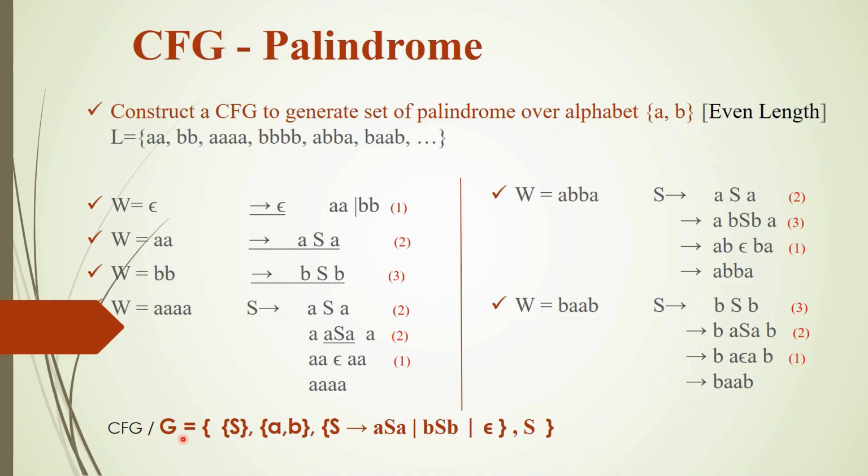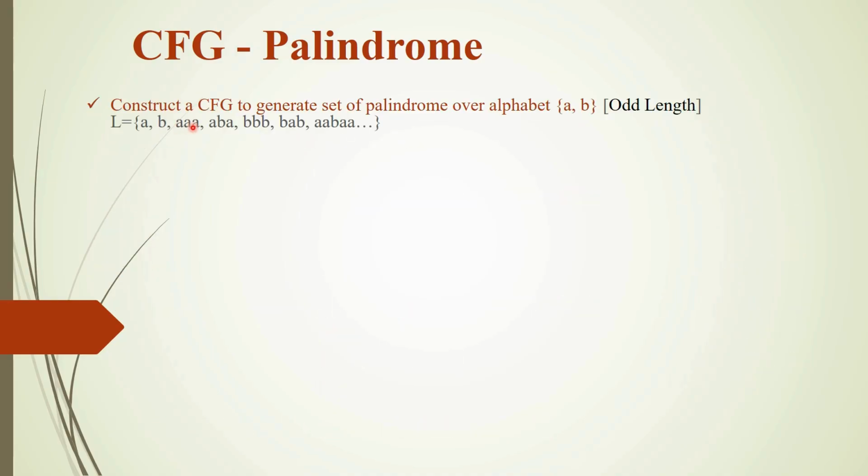Okay, you can see your grammar is in the form of a context-free grammar tuple. I hope you understand this. Let's discuss another problem statement, which is nothing but a palindrome string over alphabet {a, b} with odd length. Our string length is odd, so we have to generate a grammar for this.